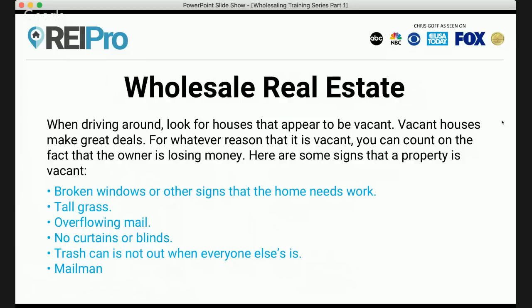Some signs of vacancy: broken windows, tall grass, overflowing mail, no curtains, trash cans not out when everyone else's are. You could always ask postal workers where the vacant properties are. But there's sometimes those small things that you need to pay attention to, such as there's no hose. There's none of those personal items that you would normally see outside of a house. Maybe the yard is mowed, but it's vacant.